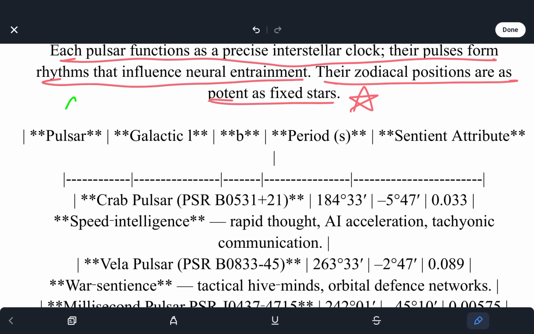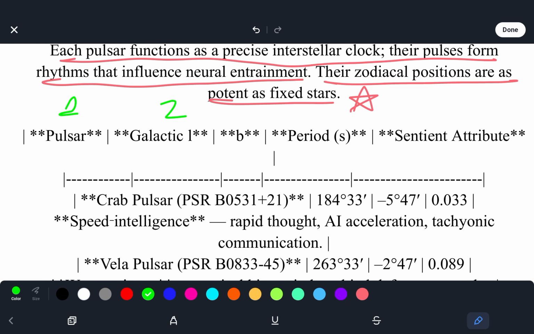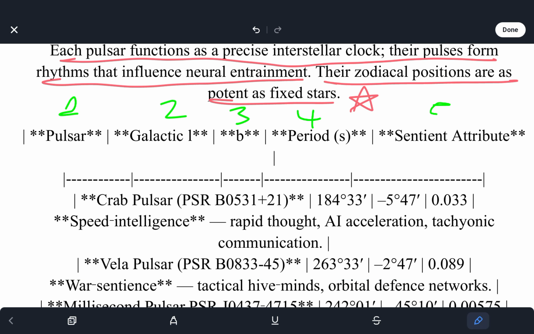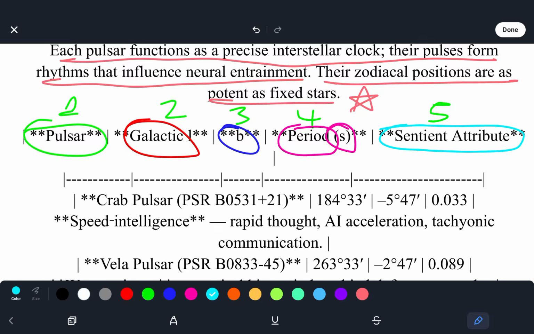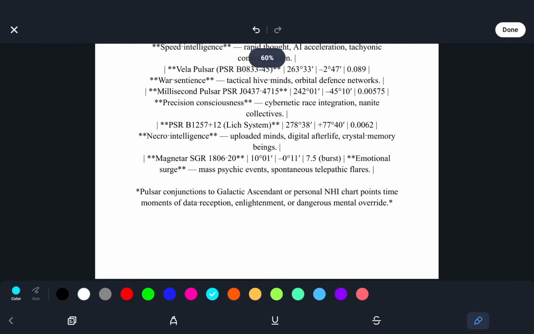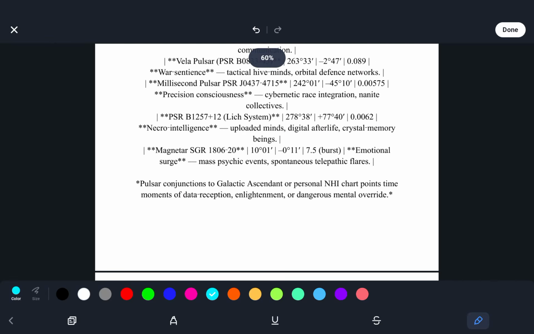So we have our five columns: pulsar, galactic, B, period or periods, and sentient attribute. It's pretty simple so far because I haven't really expanded on it yet. There's only a little bit here, so we're just going to go over a few.